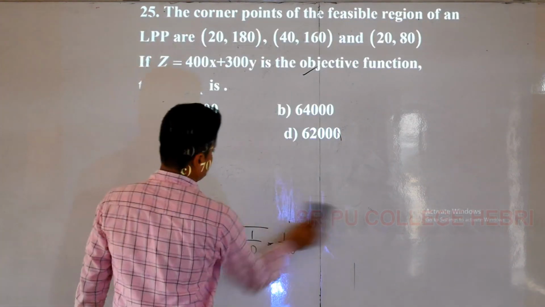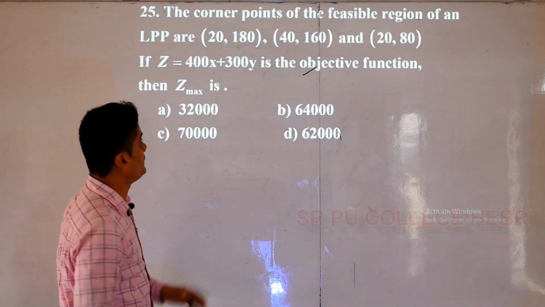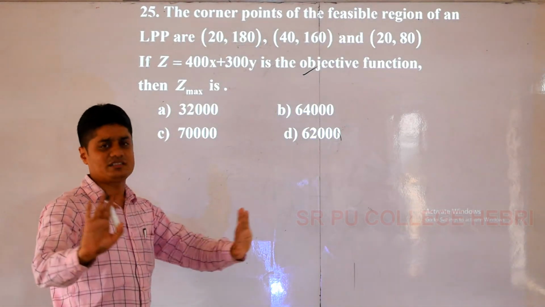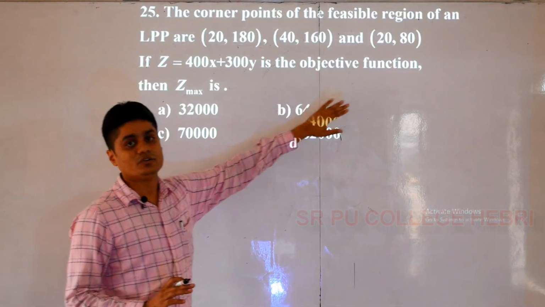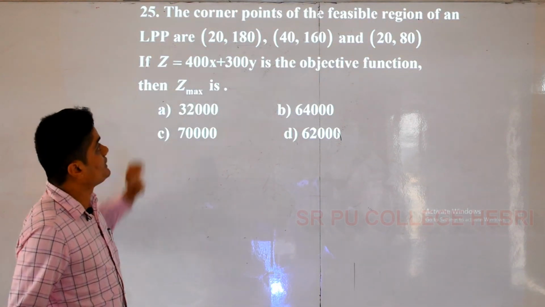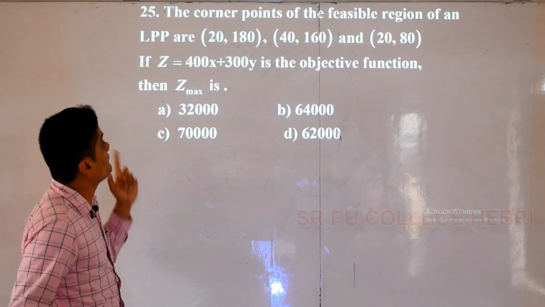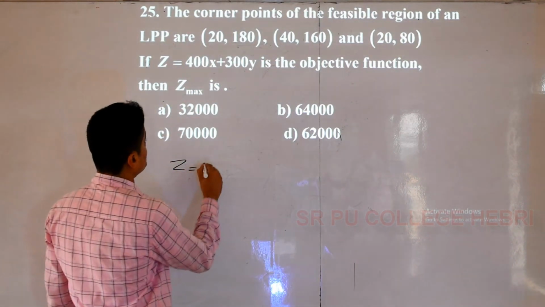Next question. This is from which chapter? Tell me. Yes, linear programming problem, LPP. This is actually not difficult. It's a very simple level 1 question, I can say. Only simple calculation, and you should know what I mean by LPP. The corner points of the feasible region of an LPP, 3 points are given, and Z is given. First write down Z.